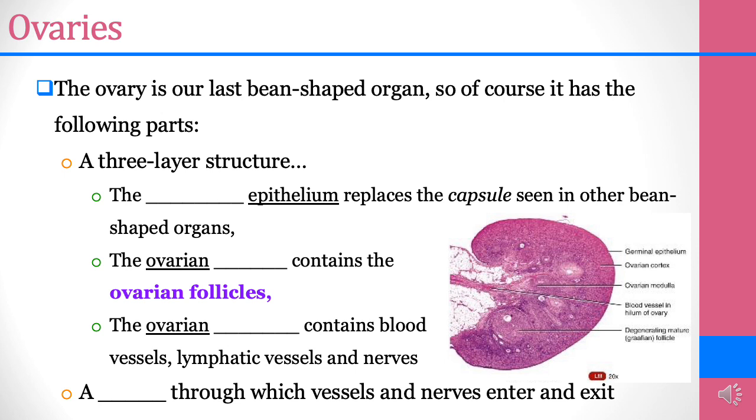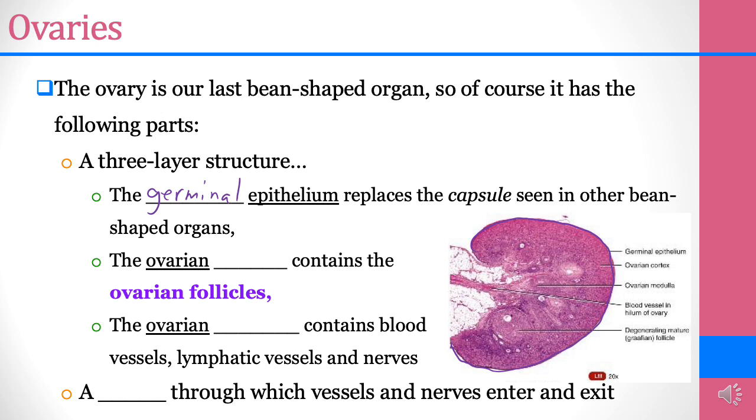The ovary is the last of the bean-shaped organs that we'll cover in A&P2, so of course it's going to have certain parts. The germinal epithelium on the outside of the ovary here takes the place of what we call the capsule in most other bean-shaped organs.